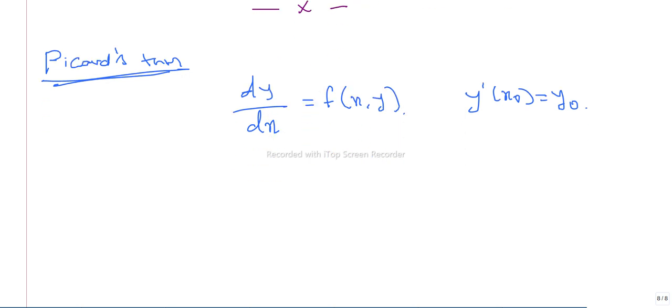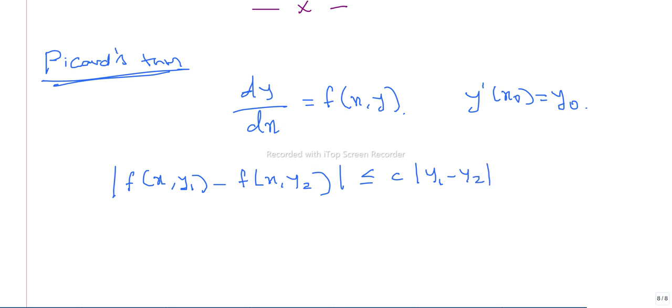So here we can say f is a continuous function, and it is also a Lipschitz function, Lipschitz in the second coordinate. That means f satisfies |f(x, y1) - f(x, y2)| ≤ some constant times |y1 - y2|. Lipschitz on the second variable. So this is the definition of Lipschitz in the second variable.